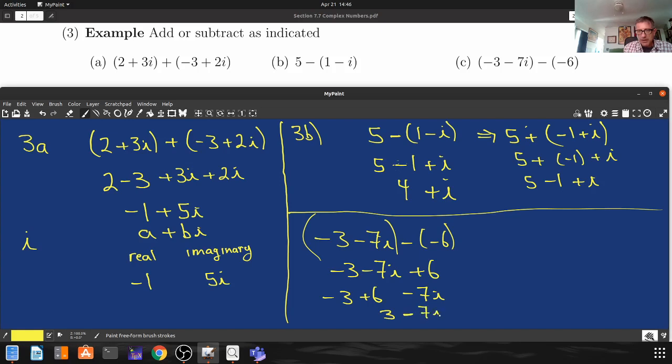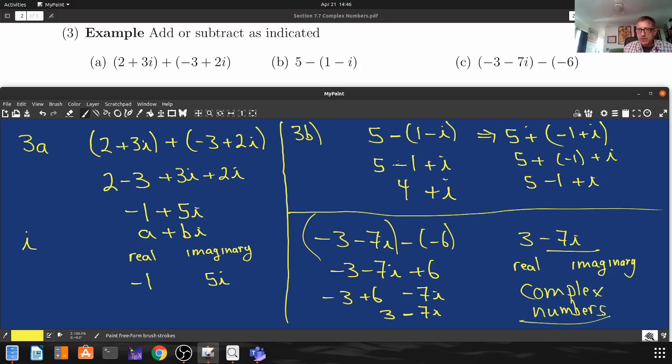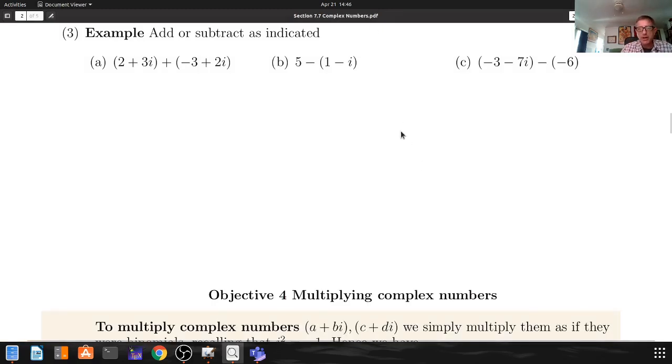Minus 7i. So when we have 3 minus 7i, again, 3 is the real part, minus 7i is the imaginary part. So 3 is just a plain real number, and the imaginary number is the minus 7i. Together, they make up complex numbers. So that's the reason the set is not the set of imaginary numbers. The new set that we just created is the set of complex numbers.